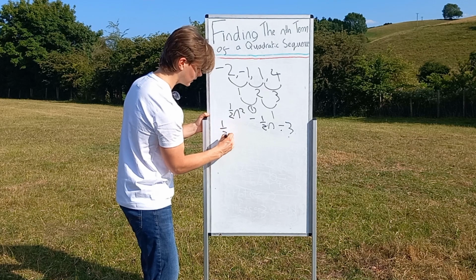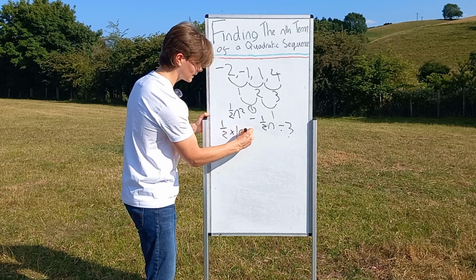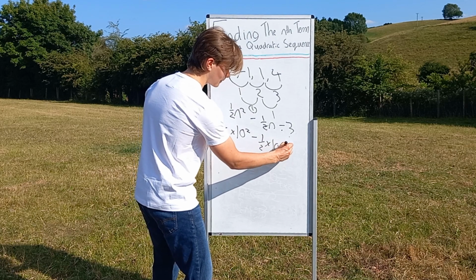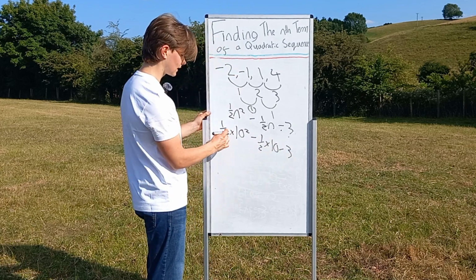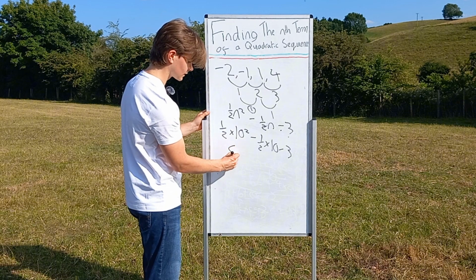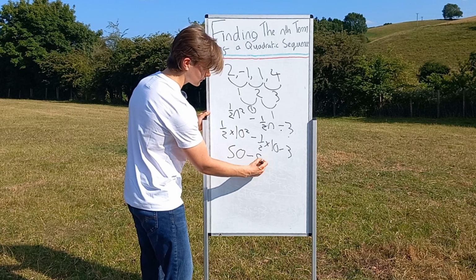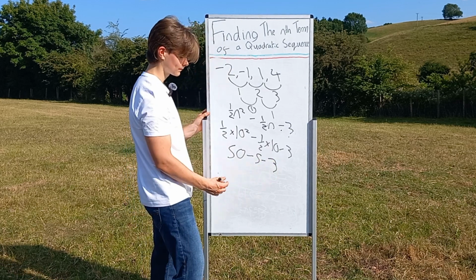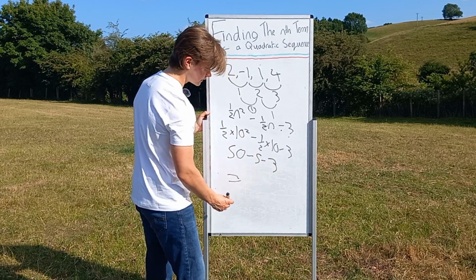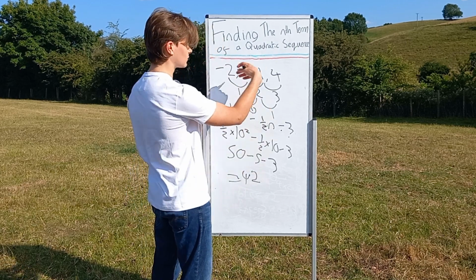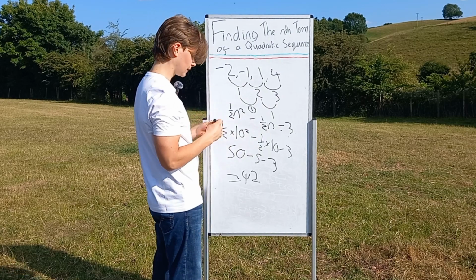So we're going to have a half times 10 squared minus a half times 10 minus 3. And then we can say a half times 100 is going to be 50, minus a half times 10 is going to be minus 5, and then minus 3, and then that's going to be equal to 42. So the 10th term, if we kept on going and going, would be 42.